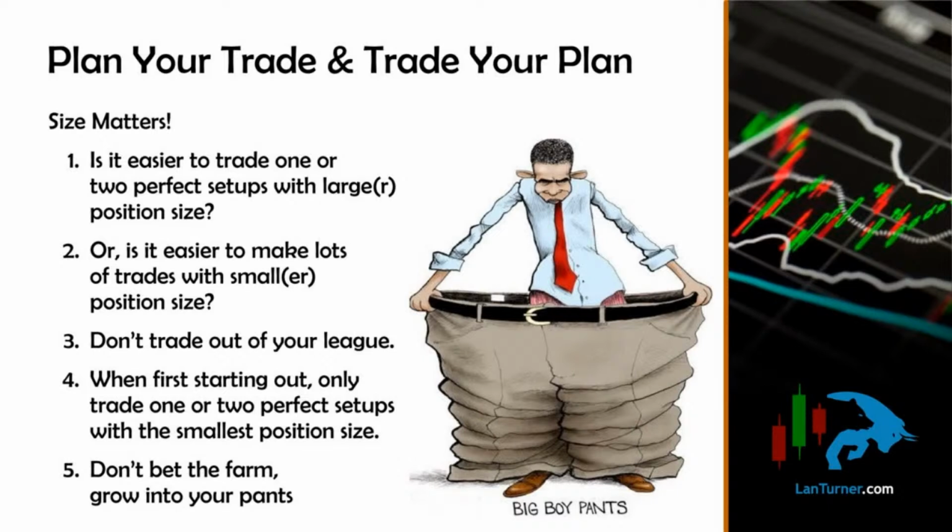When first starting out, only trade 1 or 2 perfect setups with the smallest position size. We oftentimes say, trade small, but trade a lot. Trade a lot, but trade small. And then you can grow into your pants. So don't bet the farm, grow into your pants. You can start off by trading small, but trade a lot, trade all these little patterns, but trade small, so you can get used to it, get some experience, and make some small profits. And then you can scale up.